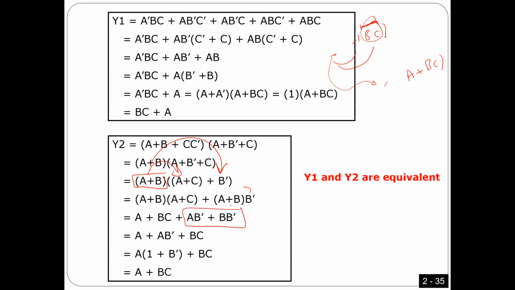Let's look at this term here: AB prime or BB prime. BB prime is gone. Now look at this one. This is one of the theorems we have: if you have A or something, and then A or something else, the result should be A or BC. So I got this one here, and because I eliminated this one, this is the result.